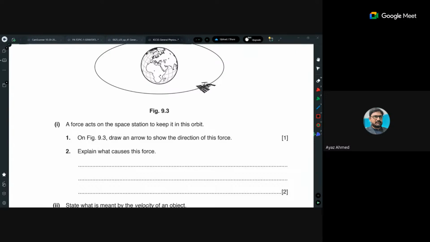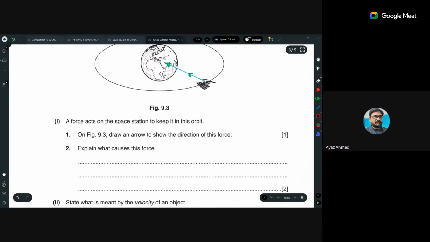So what would be the direction of the force on this one? Towards the center of this. So if you have drawn an arrow towards the center of this, no matter whatever the size of that arrow, but that should be towards the center of the earth. Okay, is it clear to all? Yes, sir. Acha.